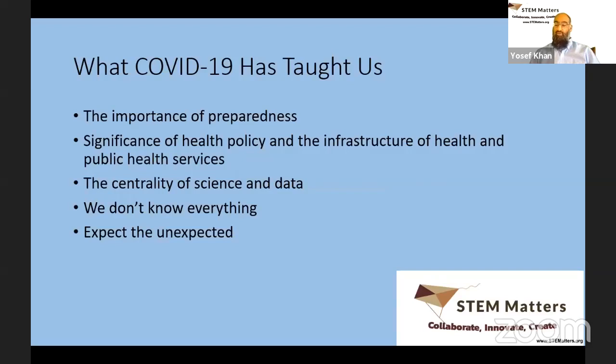And so really, what has COVID-19 taught us? It's taught us the importance of preparedness. It's taught us the significance of health policy and the importance of having a sound infrastructure of not only just health in terms of hospitals, but also public health services. COVID-19 has taught us that data and understanding the science behind the data is very, very important and fundamental to understanding the trends of a disease and understanding the risk factors of the disease.